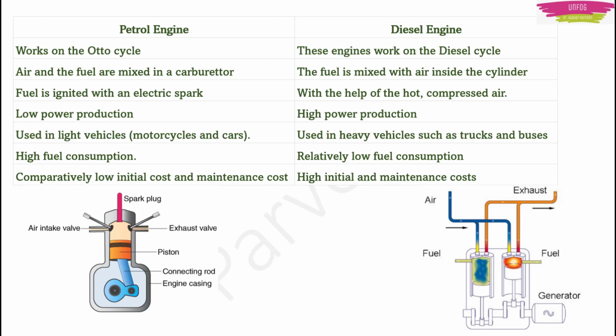Here in petrol engine, you can see the parts of the petrol engine. It has spark plug, air intake valve, exhaust valve, piston, connecting rod and engine casting. Whereas diesel engine is very much different. Here you can only see the fuel, the generator, and the air and the exhaust. How air goes inside and how air goes outside. Only so much. But in petrol engine you have this.